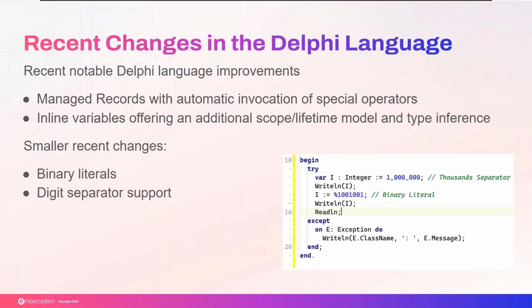Recent changes in the Delphi language. Well, we have managed records with automatic invocation of special operators, and inline variables offering an additional scope lifetime model and type inference. And smaller recent changes have been as well the binary literals that you can use now. You can see here in the little screenshot on the right. And the digit separator support, so you can write big numbers like this using the underscore. Obviously, all these will be ignored by the compiler, but it will make your life much easier when it comes to reading big numbers in the code editor.